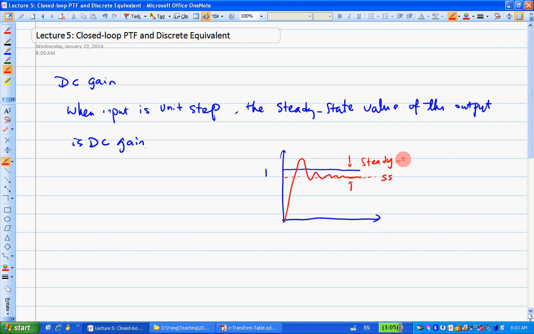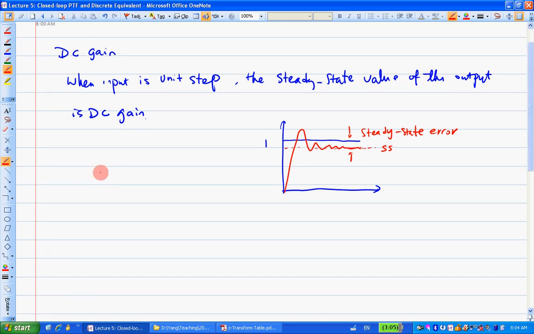So the steady state error can be told from the value of the DC gain. If the DC gain is not 1, then there is a steady state error. If the DC gain is 1, then there's no steady state error. That's the usage of DC gain. So how do we find a DC gain? It's actually quite easy.